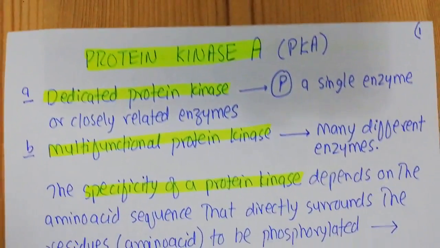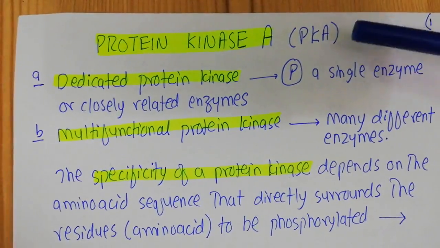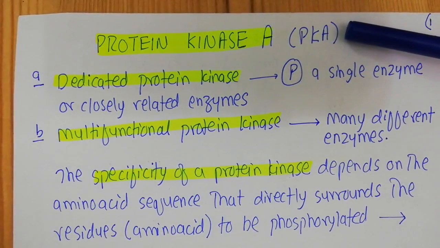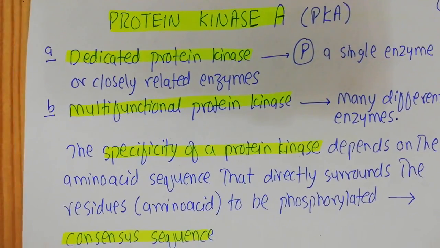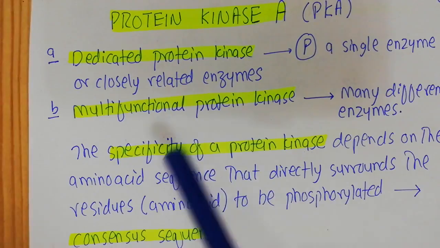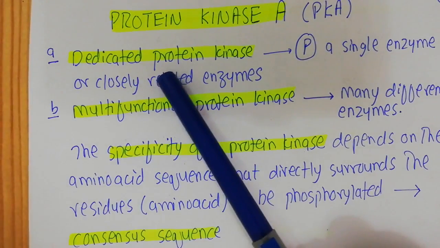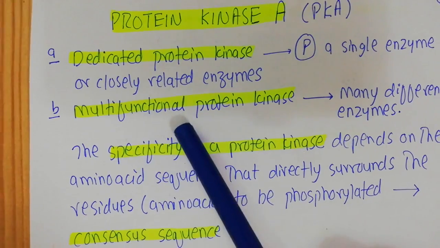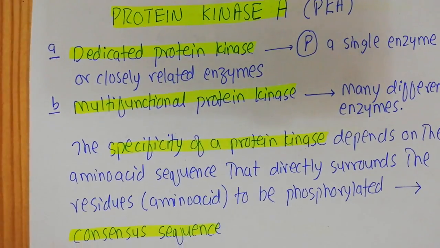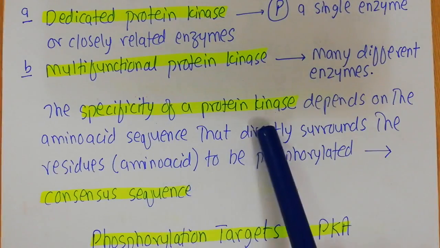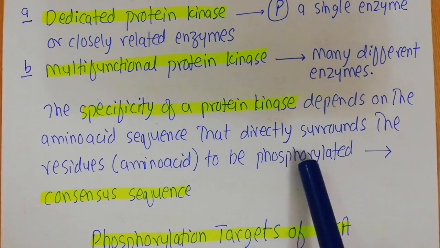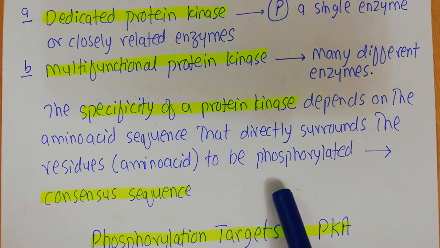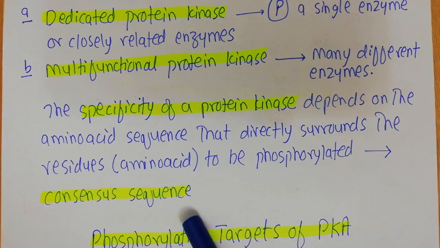Welcome back to this next video, and this is part 2 on protein kinase A. In the last video, I told you that kinases are enzymes which can add a phosphate group to their substrate protein, and we broadly divide these kinases into the dedicated protein kinases and the multifunctional protein kinases. Then I told you that the specificity of a protein kinase depends on the amino acid sequence that directly surrounds the residues to be phosphorylated, and this particular sequence is known as the consensus sequence.